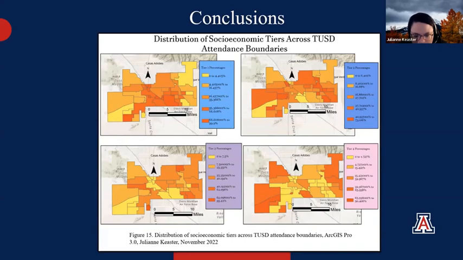The final slide here is the conclusion of my study, which was how each of the 4 socioeconomic tiers are currently distributed across TUSD's attendance boundaries. And as you can see, the top left map is the tier 1 distribution, and it gets darker as there is a higher percentage of tier 1 block groups, and then so forth with tier 2 top right, tier 3 bottom left, and tier 4 bottom right.